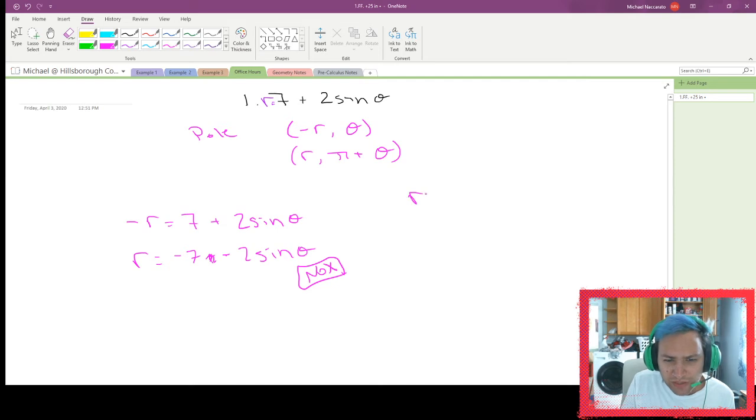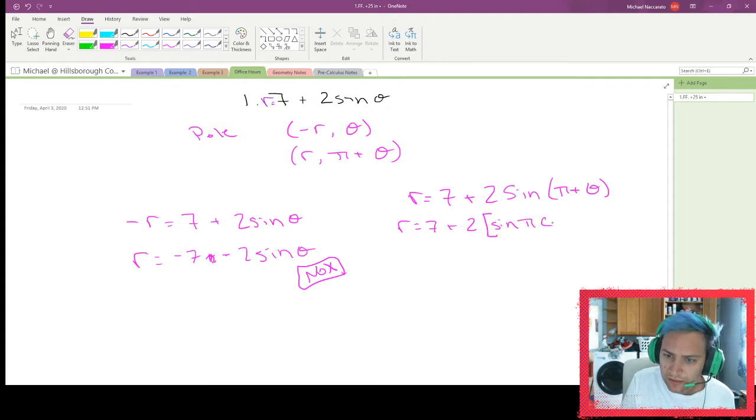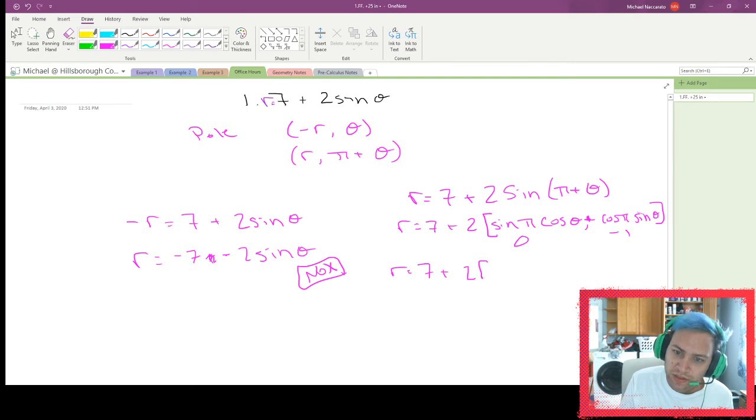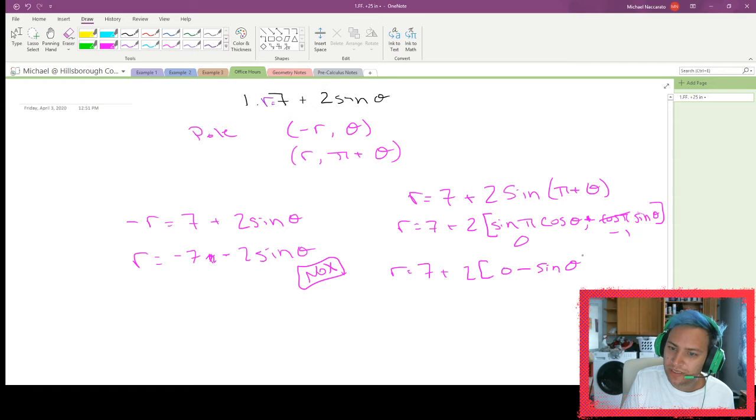So the second one says we leave the r the same, and then we replace the theta with pi plus theta. So we're going to have 2 sine of pi plus theta. So I'm going to use my sum formula there. So 7 plus 2 on the outside, and I get sine of pi cosine of theta plus cosine of pi sine of theta. Again, these are the exact same numbers, so I still know that this is 0 and this is negative 1. Like, that's not going to change. r equals 7 plus 2, so I have 0 on the front. This time, though, because it's a positive and then negative 1, right? Negative 1 times sine of theta is going to be negative sine of theta. But that positive is not going to cause the sign to change. So it's going to be minus sine of theta.